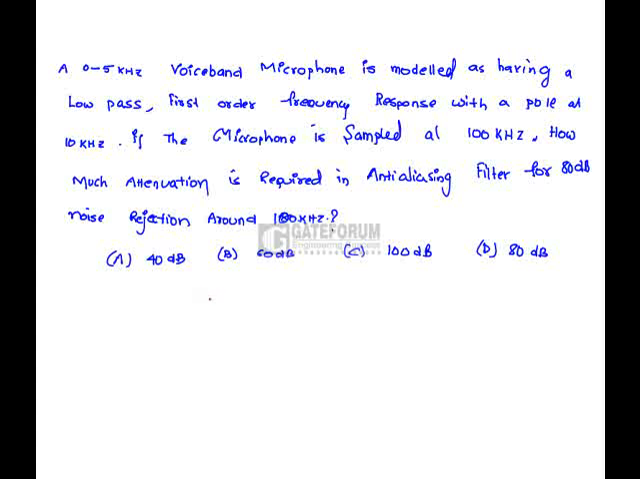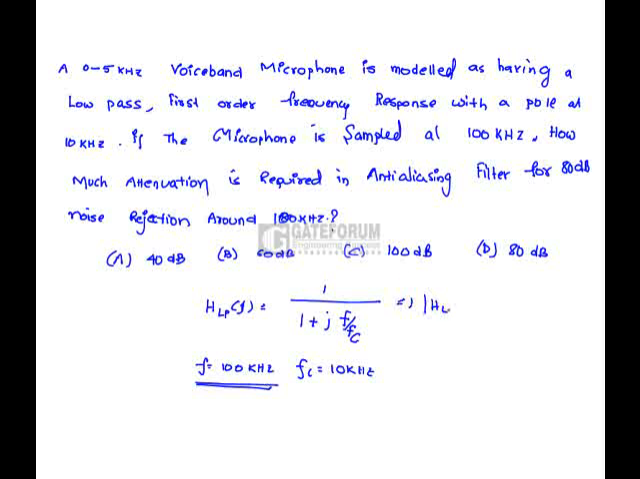rejection around 100 kHz? We know that the magnitude function or the transfer function of a low pass filter is 1 by 1 plus j f by fc. So f is equal to 100 kilohertz, fc is equal to 10 kilohertz. So at this particular 100 kilohertz frequency, the magnitude of HLP of f is equal to 1 by 1 plus j10.